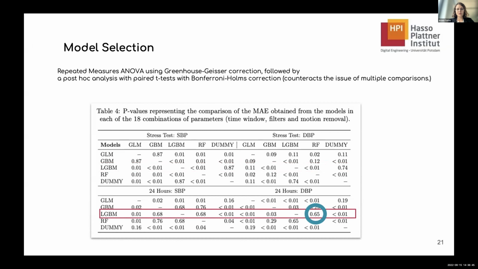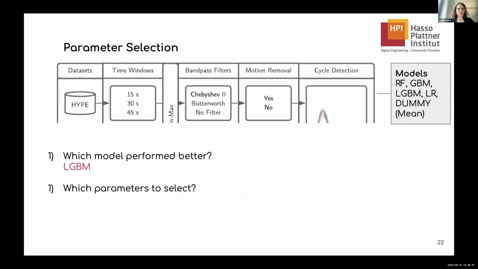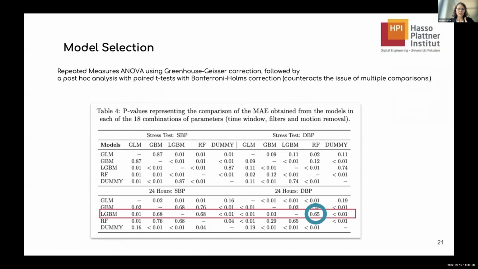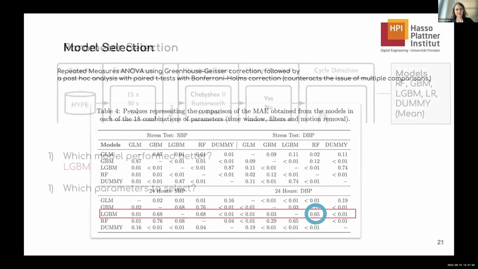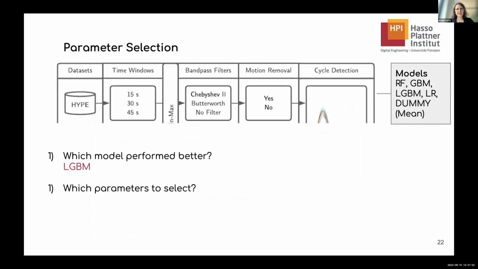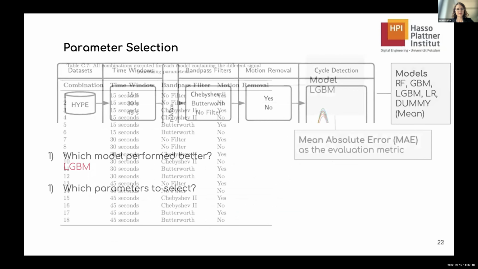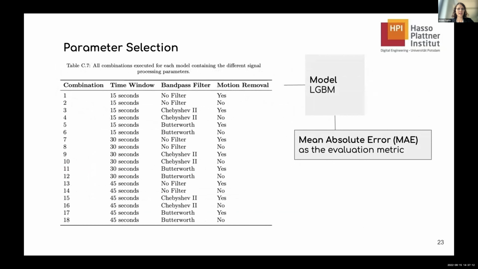And then because of that, we decided that the LGBM was the model that performed better. That especially for the 24 hours experiment, not so much for the stress test, but since it performed as good as the dummy model, we decided to keep it as our winning model. So after we have selected the best model, we decided to select different parameters based on that model. So here we can see our experiments again, but this time, instead of using all the models, we use only the LGBM model, still using the mean absolute error as our evaluation metric.